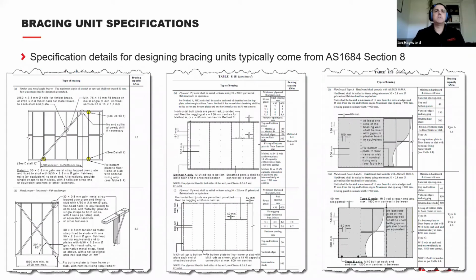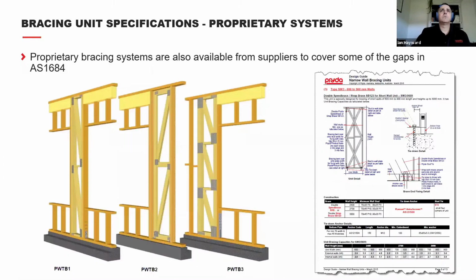If we look at the types of bracing unit specifications, these are all prescriptively provided in the 1684 in section 8. There's a multitude of them. It really comes down to selecting the right one for the job. There's also a number of proprietary systems that have been developed over the years. You can see here, these are what we call our PWTBs, which is a Pryda wall truss brace. These are just vertically orientated trusses that are fixed down here into the slab, and they essentially act as a cantilever column. We also supply a number of narrow bracing wall units which are outside of the scope of the standard, and these are all specified in our design documents.